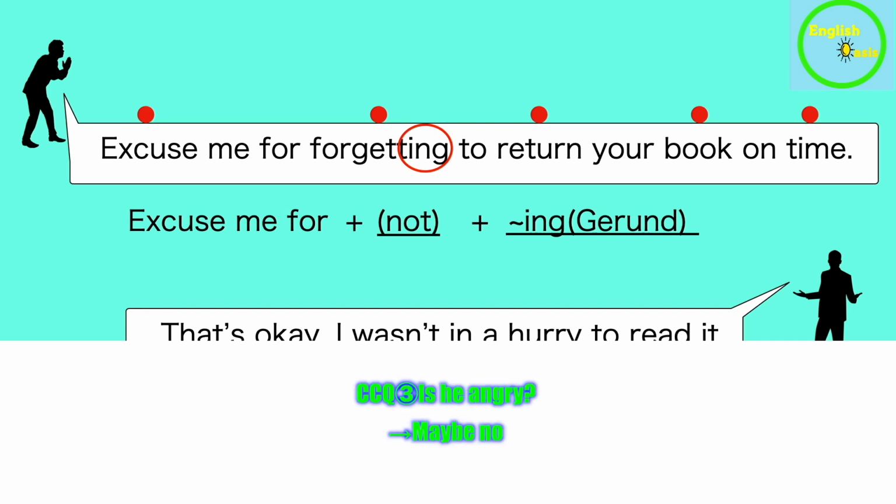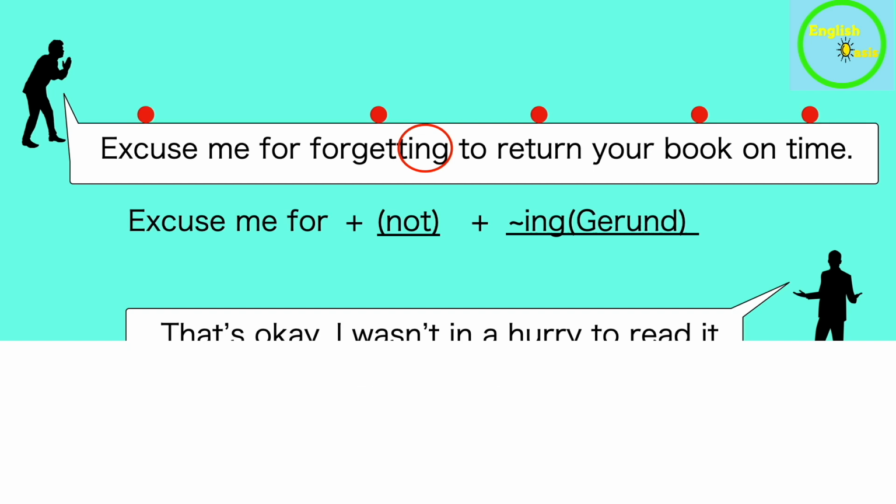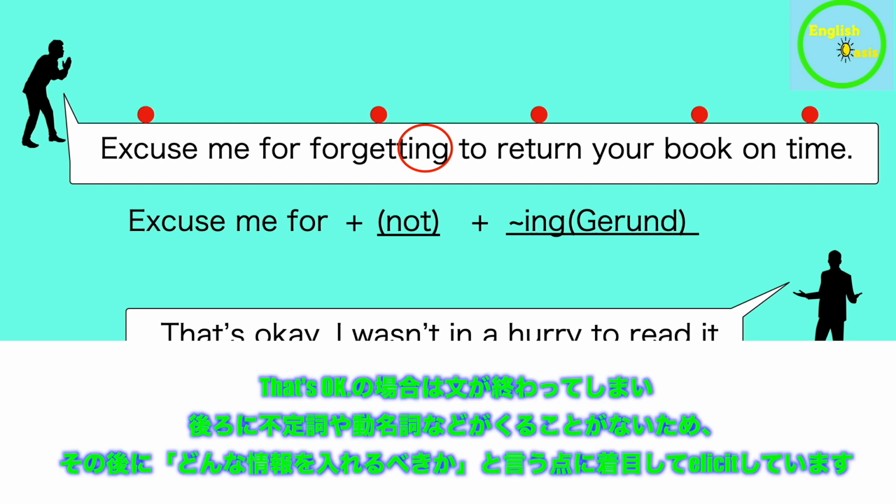Okay, so now let's check the form. So that's okay. Here is fixed as well. So you can't change that's okay. After that's okay, what information do you need? Here, I wasn't in a hurry to read it. So this is a reason. So why that's okay? You can give a reason after that's okay.